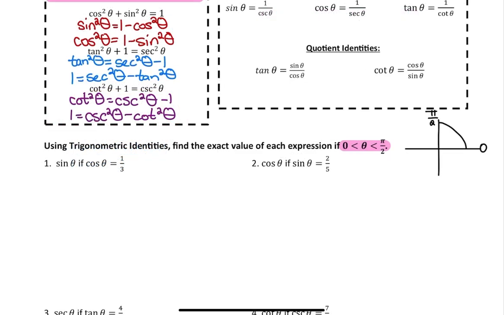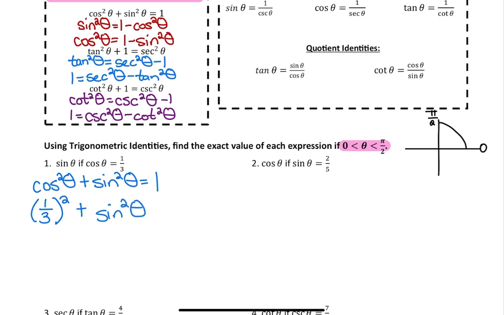Our Pythagorean identity is cosine squared theta plus sine squared theta is equal to 1. Well, we can replace cosine with 1/3. So we would have 1/3 squared plus sine squared theta is equal to 1. And now we can use our algebra skills to isolate and get sine alone. So we'll square our 1/3 and we get 1/9.